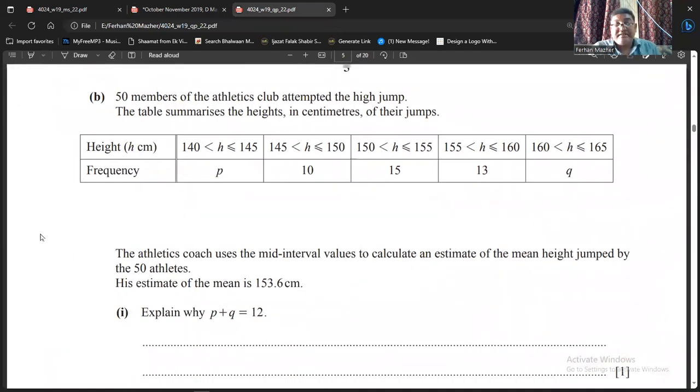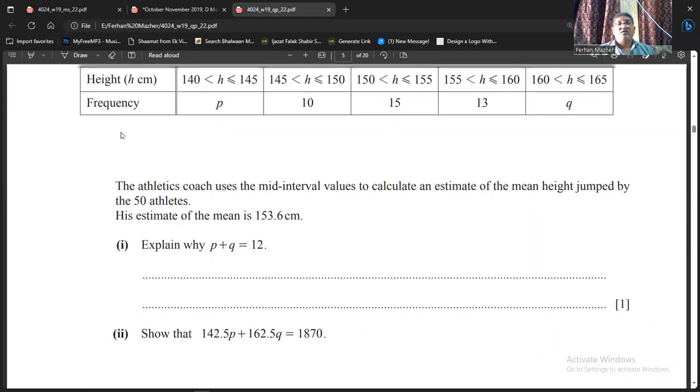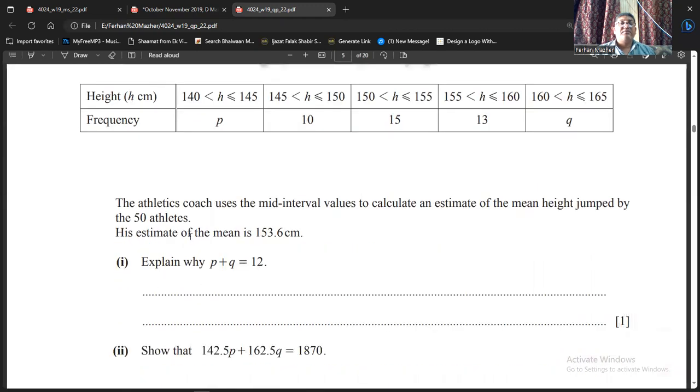Question number 3, it's B part. He says 50 members of the athletic club attempted the high jump. The table summarizes the heights in centimeters of their jump. Okay. The athletics coach uses the mid-interval values to calculate an estimate of the mean height jumped by the 50 athletes. His estimate of the mean is 153.6 centimeters. Explain why P plus Q is equal to 12. Okay, so if I add all the frequencies, the sum will be equal to how much? 50. So that is the thing by which I can make this equation.